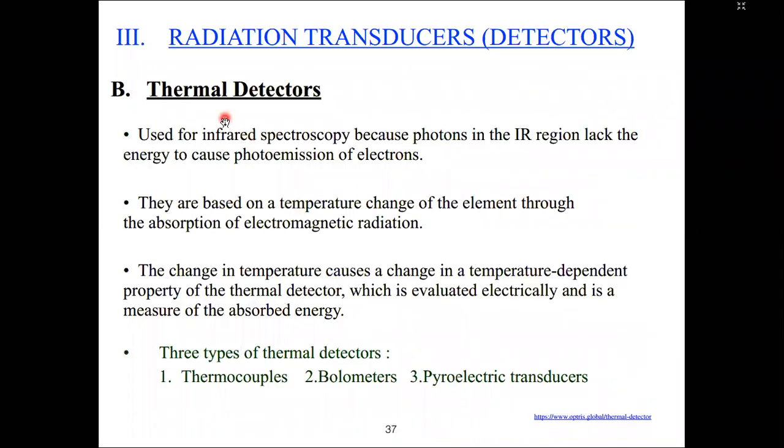This one is the thermal detector. It is usually used for IR spectroscopy. Here thermal means heat, so it is used to measure the heat. We'll be using these types of detector very little. There are three types: thermocouple, bolometer, and pyroelectric transducer. Just understand that this is temperature dependent and detects the heat.